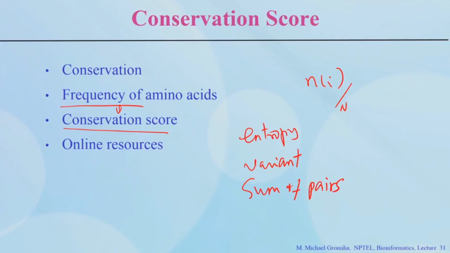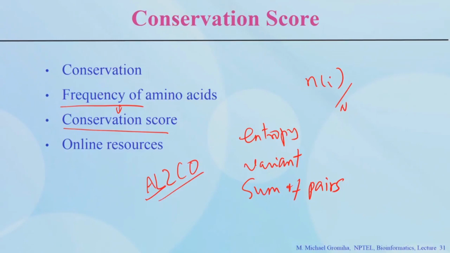So, what is the program available to get the conservation? AL2CO. How does it work? We have to give multiple sequences. We give the multiple sequence alignment, then they use any of these algorithms. We can choose whether you need entropy based measure or the variance based measure, and also the frequency you can choose, and based on that you calculate the score. Then you normalize the score.